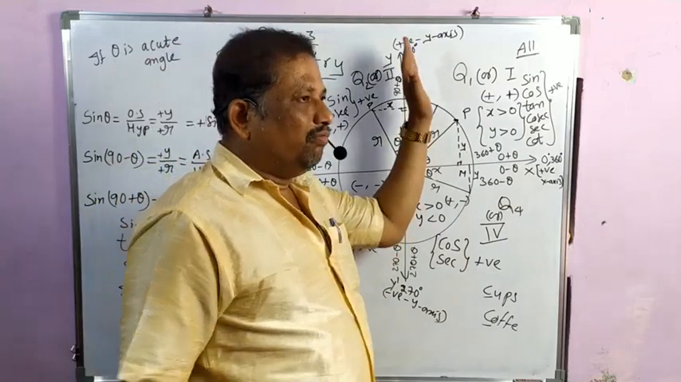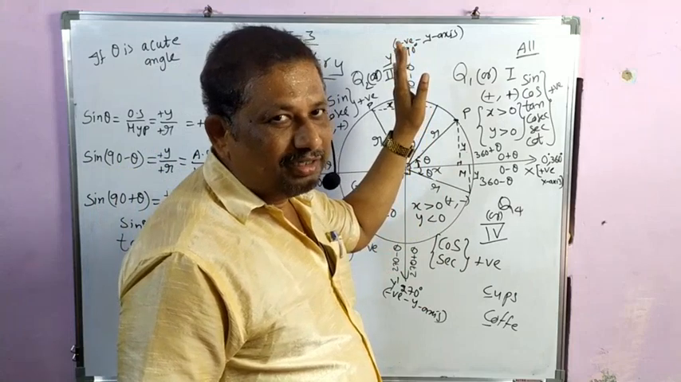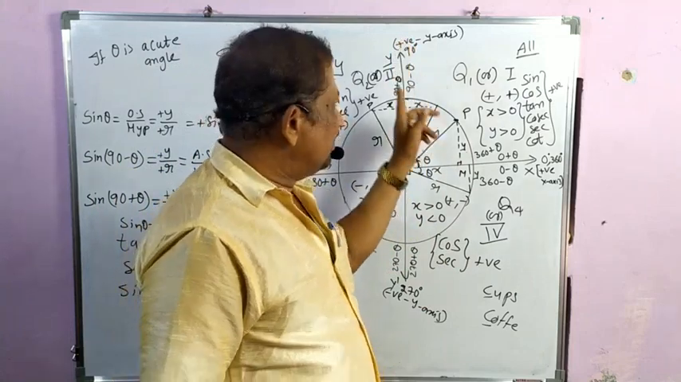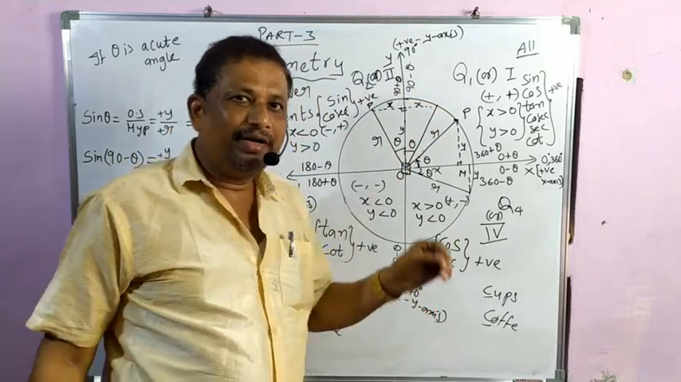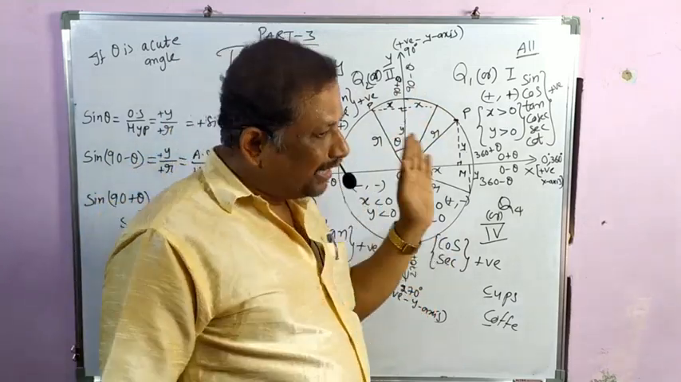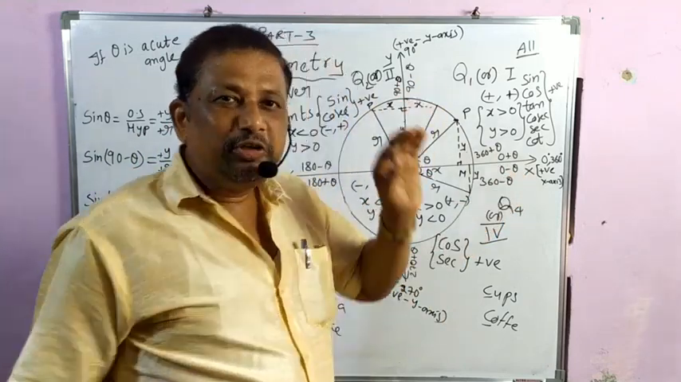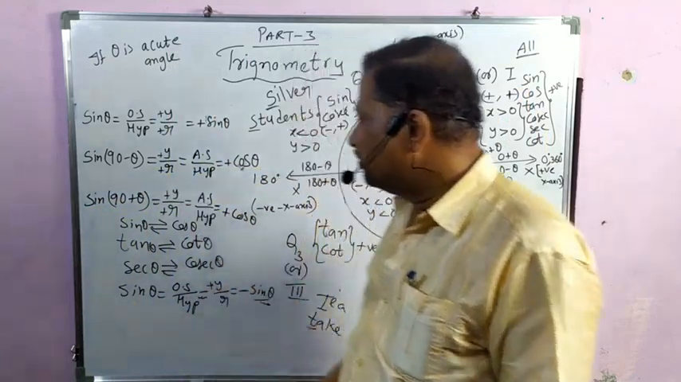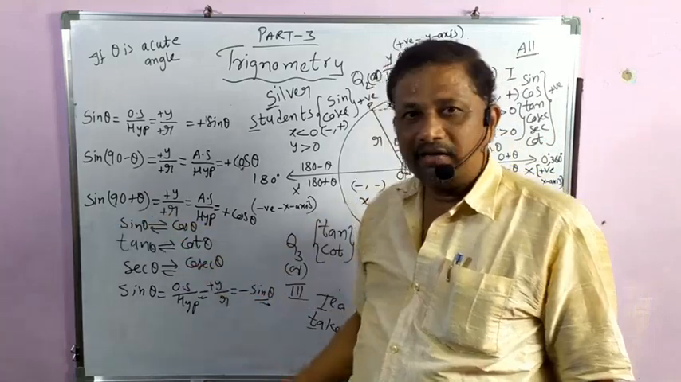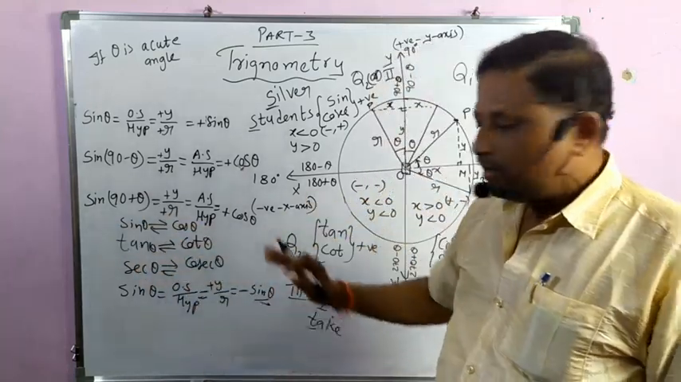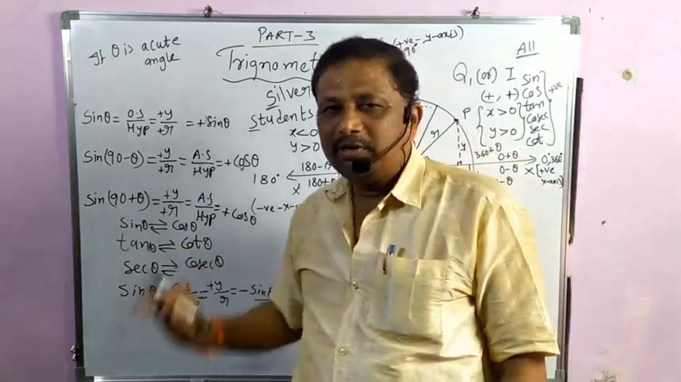Simply, you should remember whenever we operate the trigonometric ratios on the y-axis. What are the operations on the y-axis? 90 minus theta, 90 plus theta, 270 minus theta, 270 plus theta. Whenever we operate trigonometric ratios with these angles, the ratios change. Carefully observe how: sin will become cos, cos will become sin, tan will become cot, cot will become tan, secant will become cosecant, and cosecant will become secant.